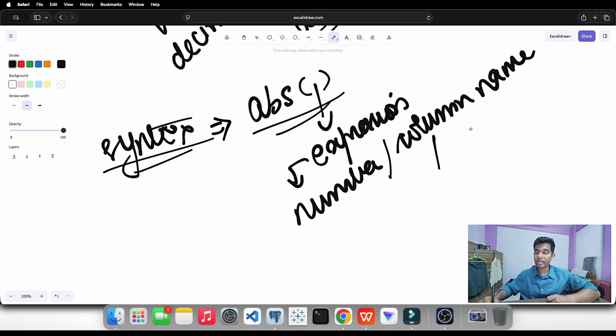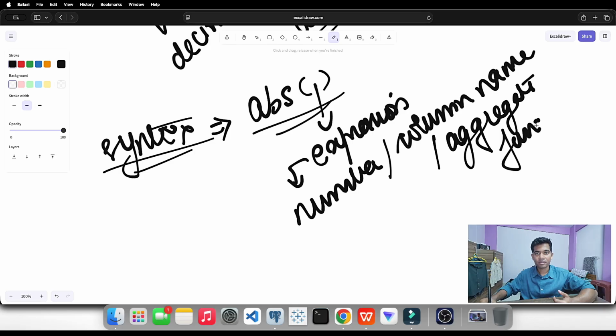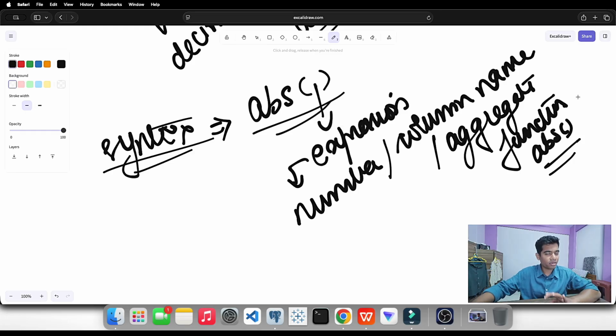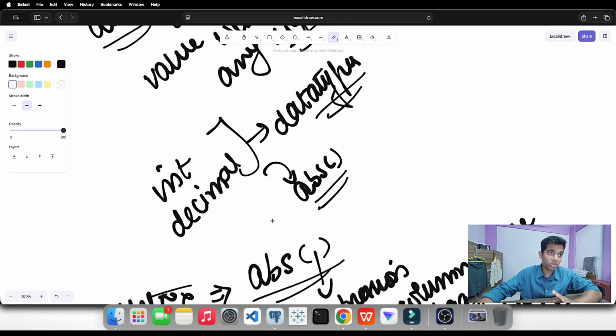Also, you can do some plus, minus, multiplication, or use an aggregate function, and use the absolute function with it. It will work. You can write anything, but make sure the data type is integer or decimal. It should not be variable character.